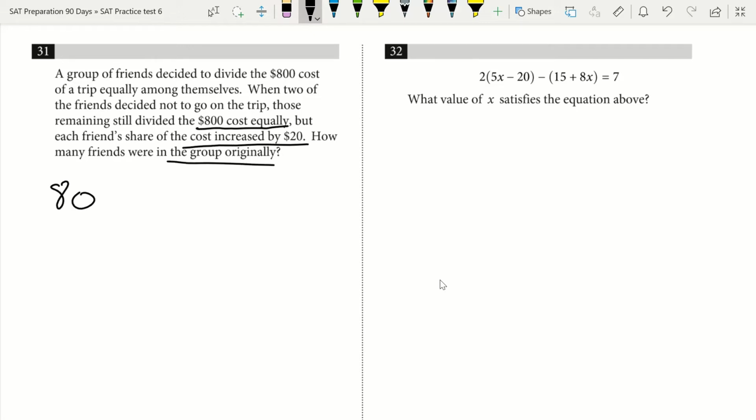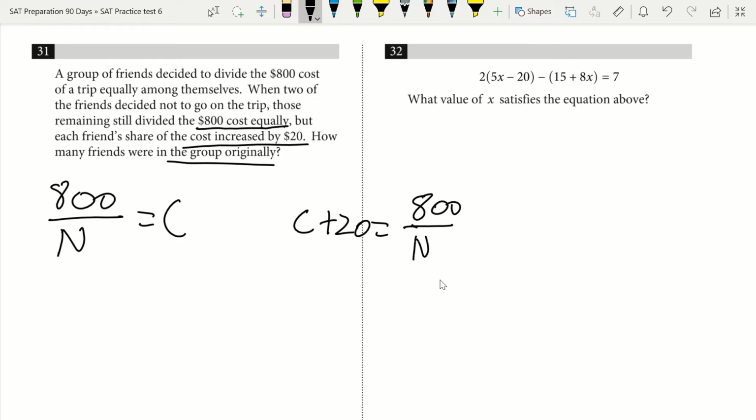Okay, well, we know our original cost is $800. It was split between the original number of members, which we'll call N for the initial number of members. And we know that that's going to equal our original cost per member, which we'll call C. Now, we know that our new cost per member is $20 more, so that's going to be C plus 20. And we know that that's equal to our $800 divided by the number of people we had originally minus the two who left. So now at this point, we're just going to plug this C into this equation right here and then solve for N.